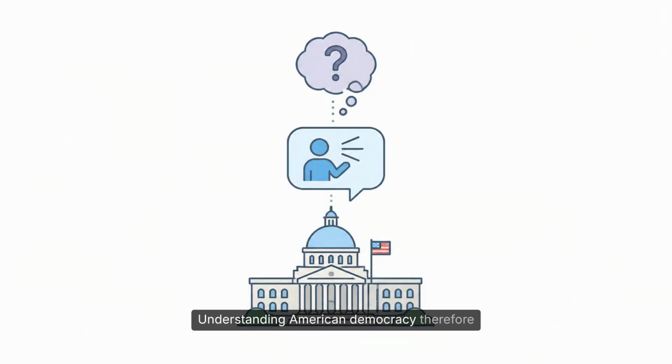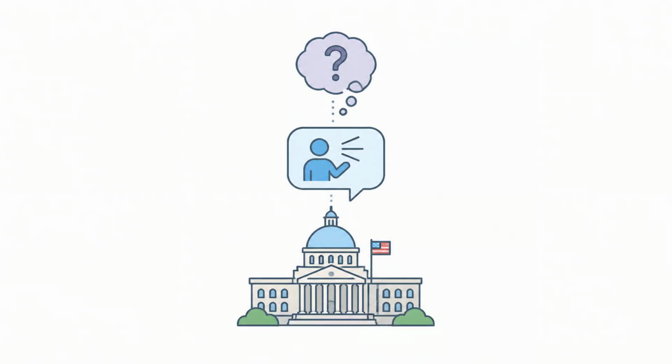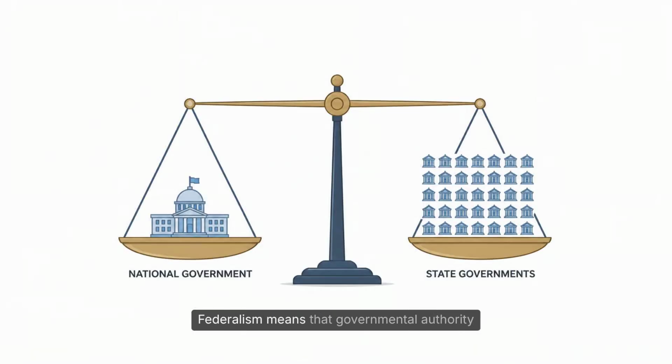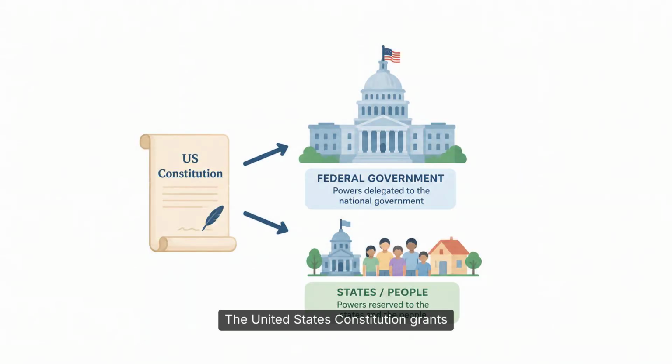Understanding American democracy, therefore, requires understanding how state governments operate and how elected state representatives serve the people who elect them. The United States has a federal system of government. Federalism means that governmental authority is divided between the national government and the governments of the 50 states. The United States Constitution grants certain powers to the federal government, while the 10th Amendment reserves other powers to the states or to the people.